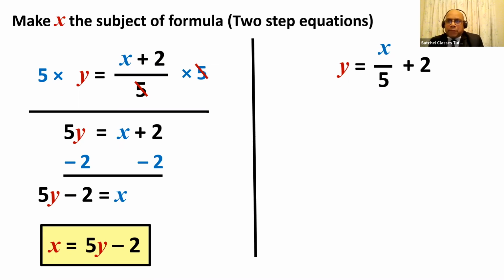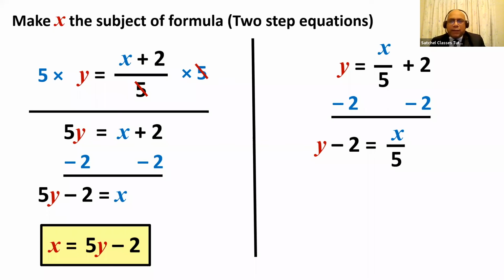So if I do minus 2 on both sides of the equation, on the right hand side, plus 2 and minus 2 makes a 0. So we have got rid of the plus 2. So you'll be left with only x divided by 5 on the right. On the left, on the other hand, we have y minus 2. So y minus 2 equals x divided by 5.